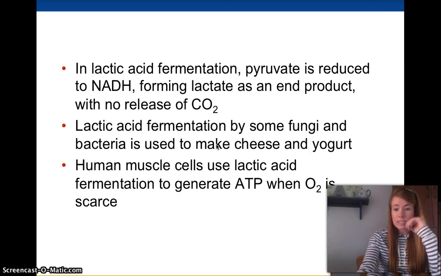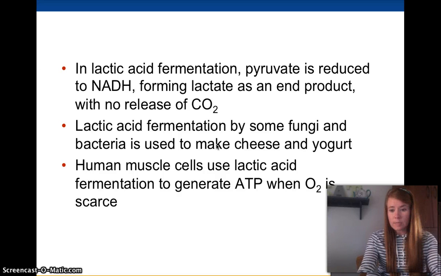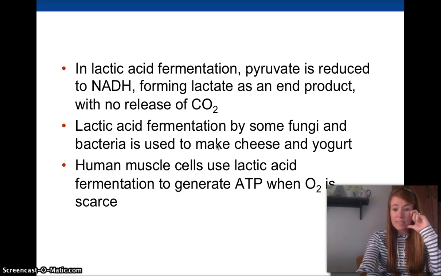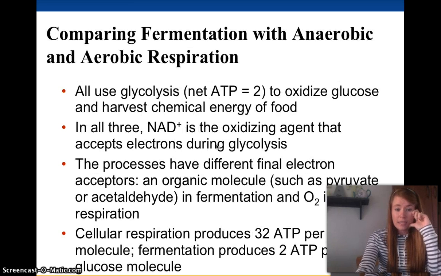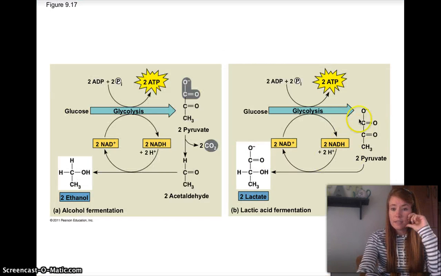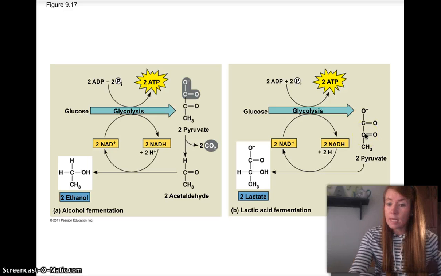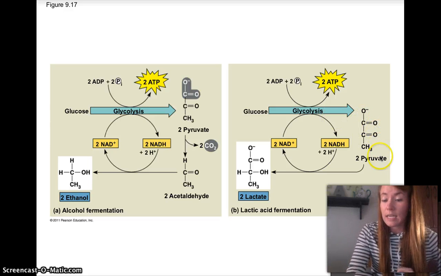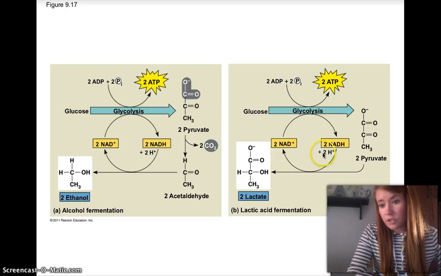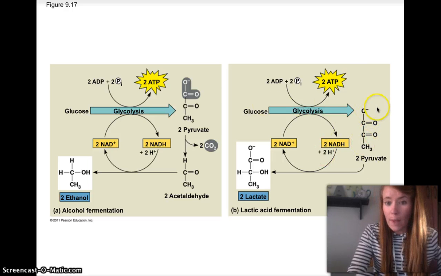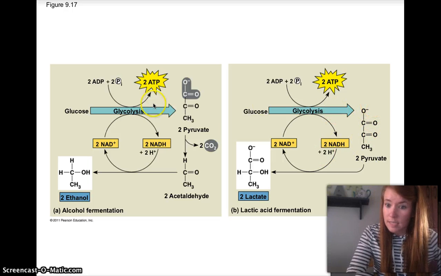But what happens is we have a different byproduct. Instead of alcohol, we have something called lactic acid. And what happens here is pyruvate, rather than being converted into something else, pyruvate directly gets reduced by NADH. So pyruvate is right here. It's a product of glycolysis, same as over here.